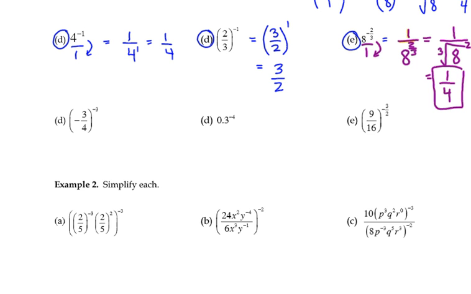This negative, does it matter who he applies to? No, just one of them. So what is he going to become when we flip it? 4 over negative 3 to the power of positive 3. Okay, what's 4 cubed? This is where memorizing helps. 64. What's negative 3 cubed? Negative 27. Can that be reduced?